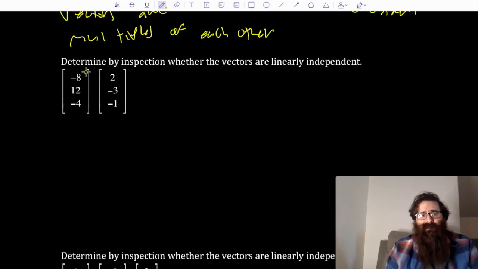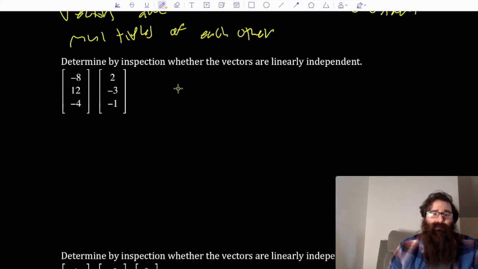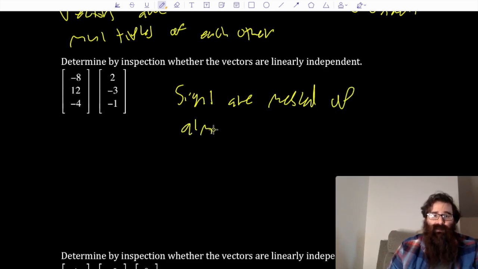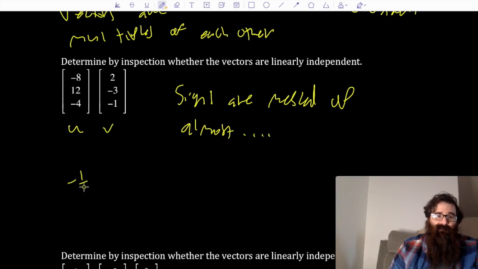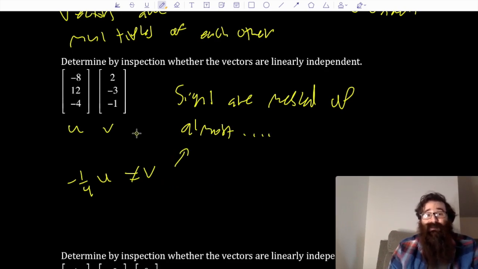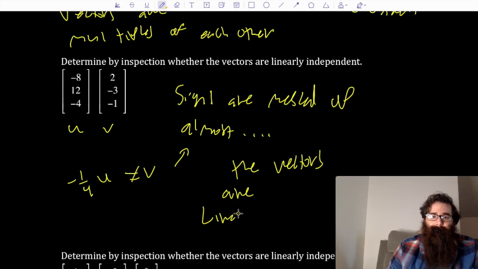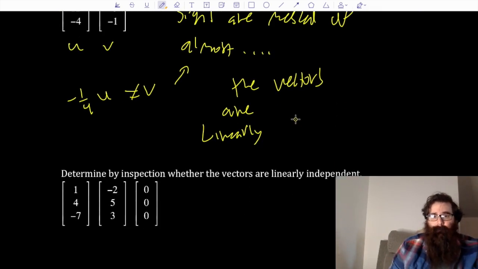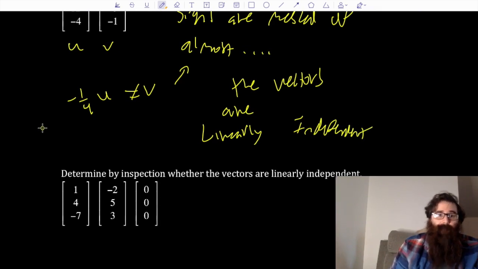And something I can always check for first if I have something interesting going on with the signs is just to make sure that the signs are preserved, either staying exactly the same or flipping exactly the opposite for each entry. And if that doesn't quite happen perfectly, then I know it's going to fail. So in this case, the signs are messed up. I think it might be even nice to say almost. All right, I see what you're trying to do here. If I call these vectors u and v, we'd say negative 1/4 times vector u does not equal vector v, but almost, in which case I have linear independence. So the vectors are linearly independent. We'd say these are not multiples of each other.